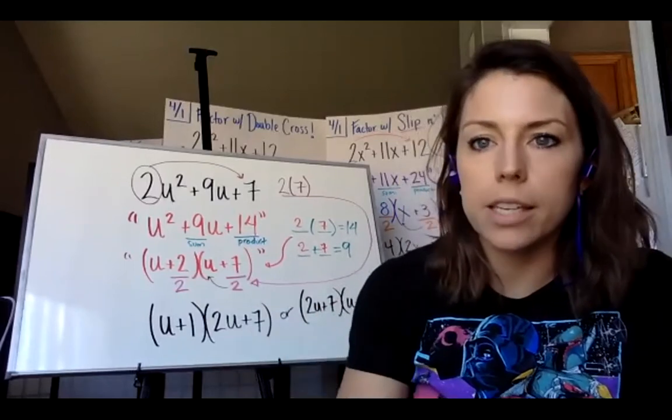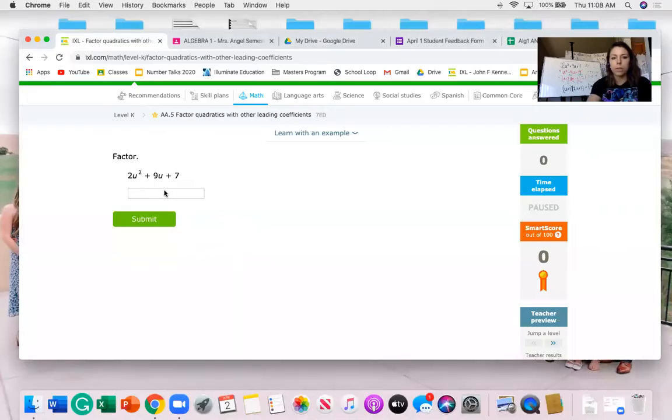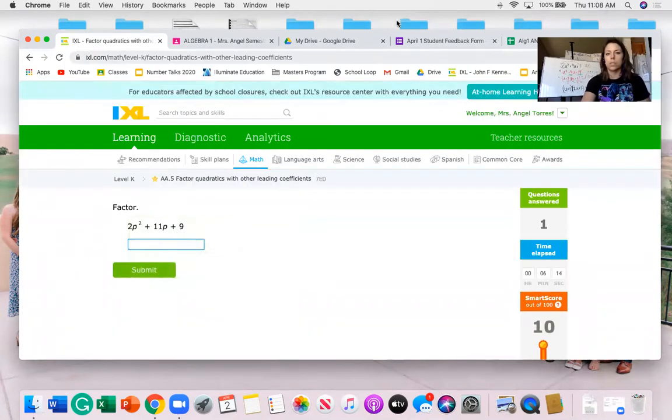So we're going to pop over to IXL and see if that was correct. Hopefully it was, otherwise that's embarrassing. Our answer was u plus 1 and 2u plus 7. And it looks like we're good to go there.